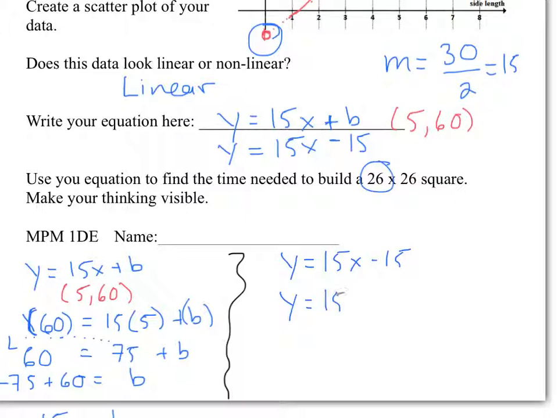So 15 times 26, so that's my side length, minus 15. I got a calculator beside me here. I'm just going to multiply it. So it's 390. 390 minus 15 is 375. So y is equal to 375 seconds. So 375 seconds, well, how many minutes is that? Well, 375 divided by 60. y is equal to 6.25 minutes.